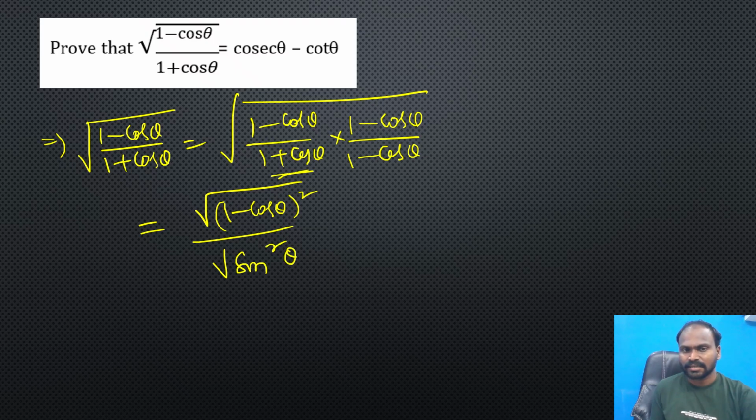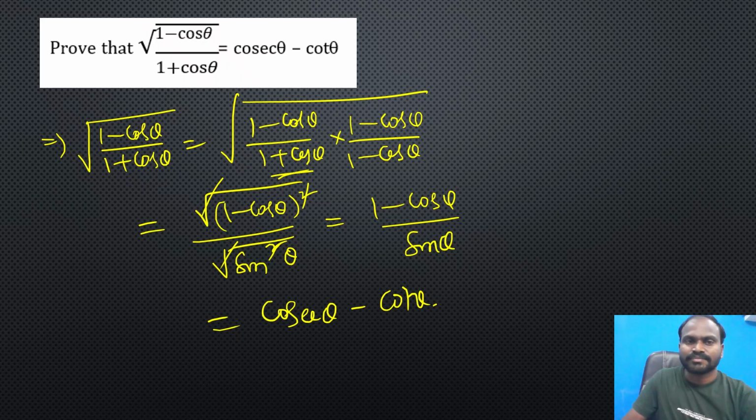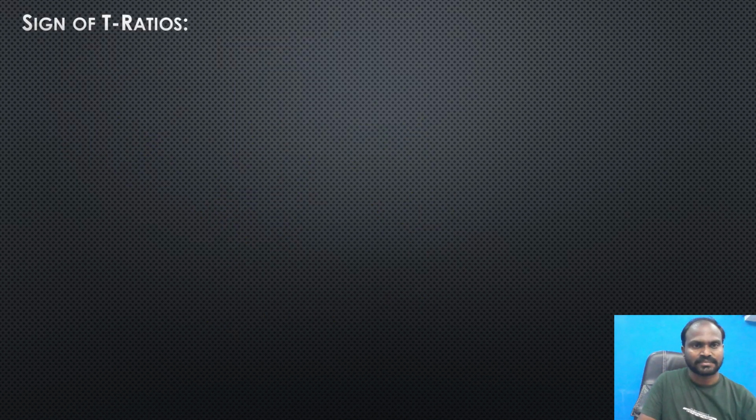So 1 minus cos square will give you sin square. So the square root gets cancelled, here also the square root can get cancelled. We'll have (1 minus cos theta) by what? Sin theta. So now 1 by sin is what? Cosec theta, and cos by sin is what? Cot theta. So this is what we have from the given question. Okay, this is how we can do it.